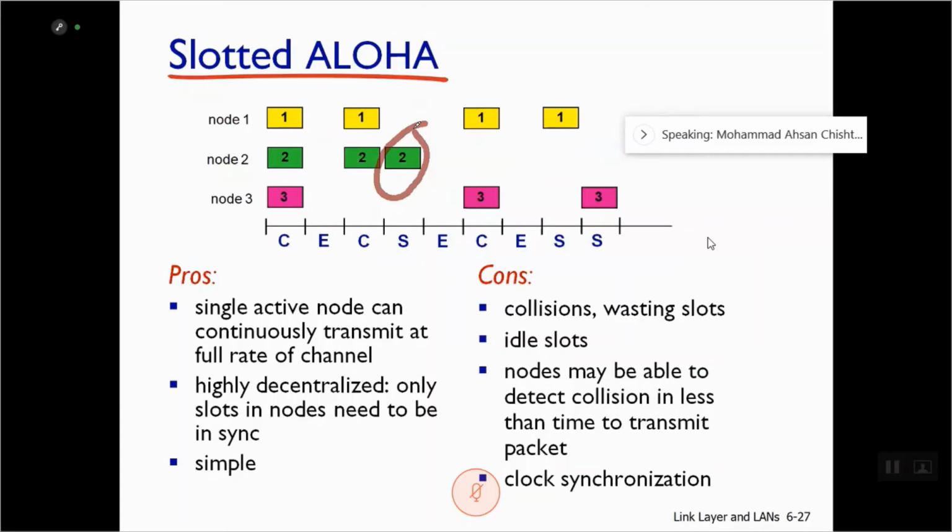But there are disadvantages as well. Like you see in the picture, among so many slots, the one which I have rounded here and the other one which I will round here, these are the 3 successful slots that we had among the 9 slots. So there are collisions, that is you waste a slot. There are empty slots, idle slots, that's again wasting of slots. And another thing is that clock synchronization is required. And why do we need it?